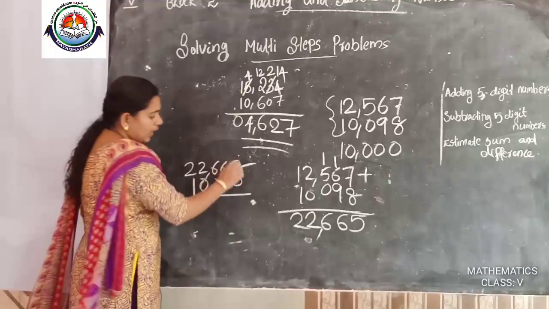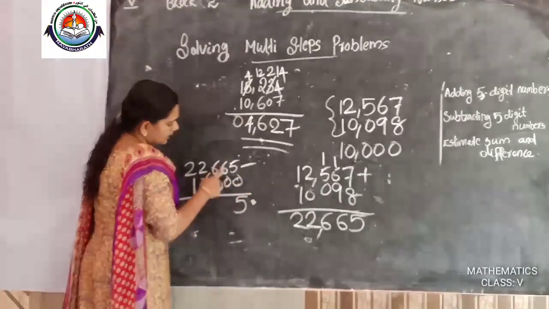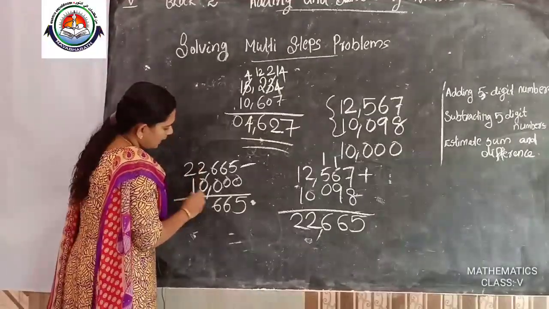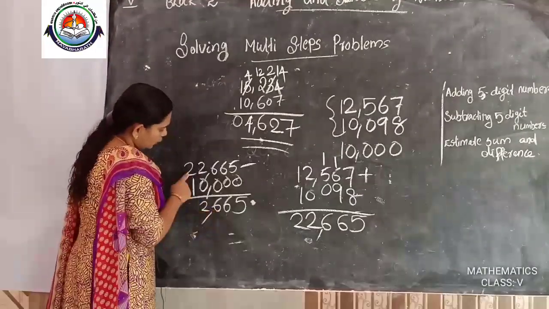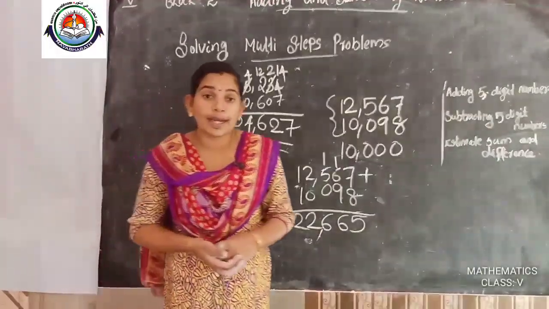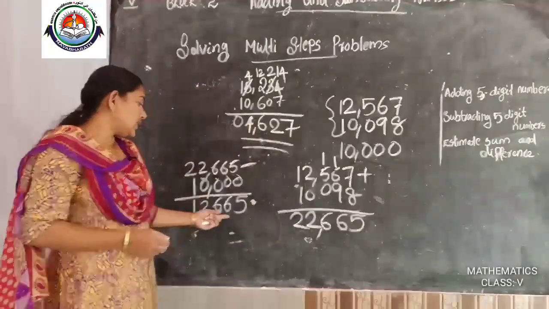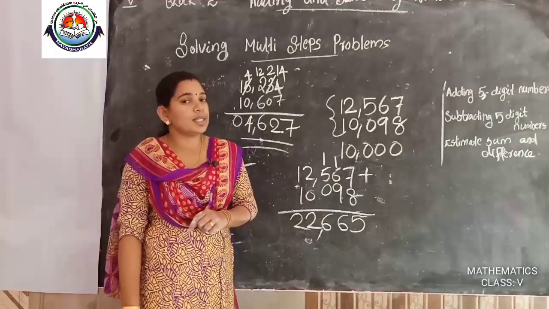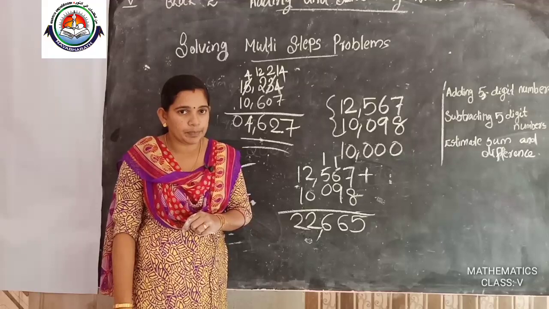Okay. 5 minus 0, 5. 6 minus 0, 6. 6 minus 0, 6. 2 minus 0, 2. 2 minus 1, 1. Then how many seats are occupied? 12,665. 12,665 seats are occupied. Got it?